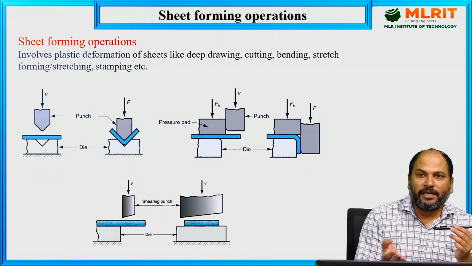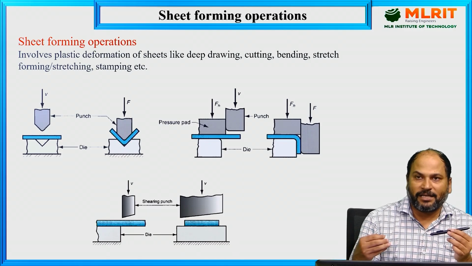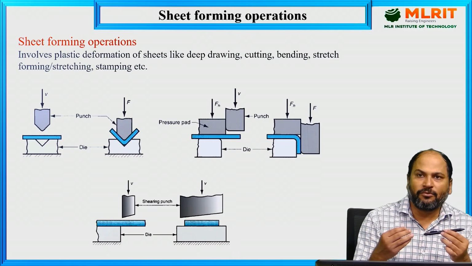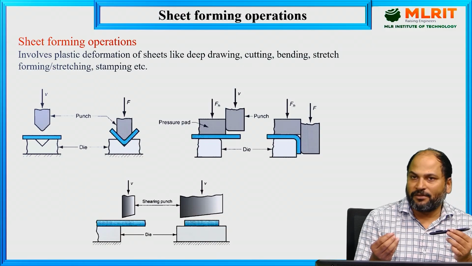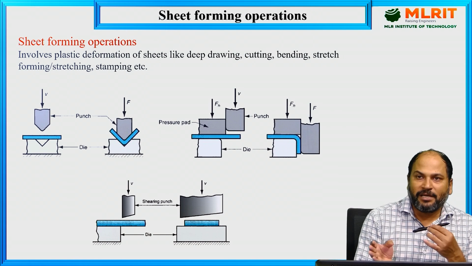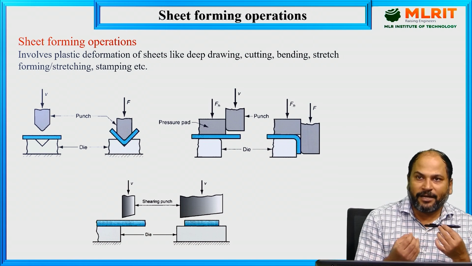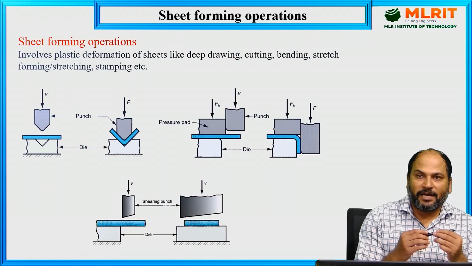In welding we saw that if we have to manufacture an assembly, we have to join two or more materials together. But in the case of forming, we are not going to melt the material, and we are not going to weld the material. What we are doing is simply applying forces.